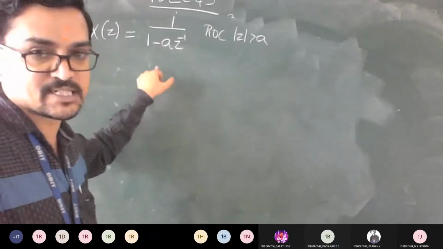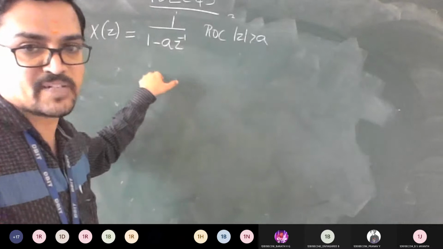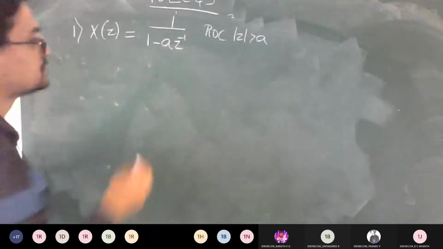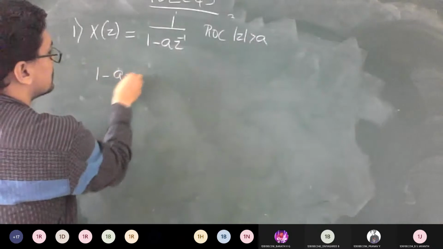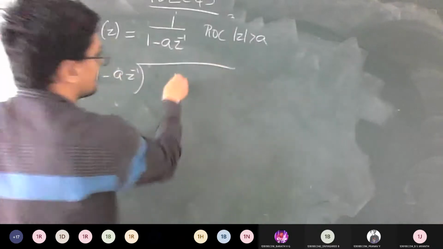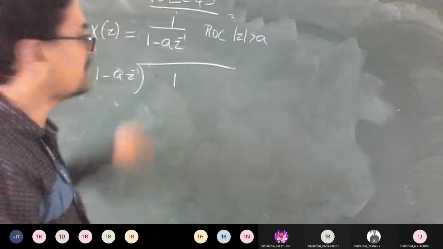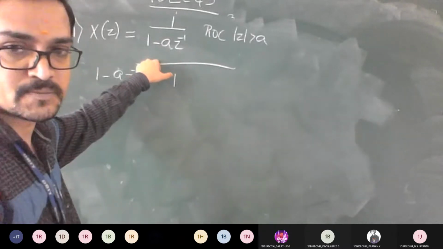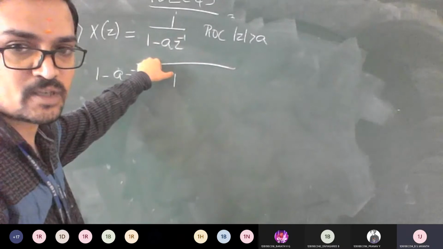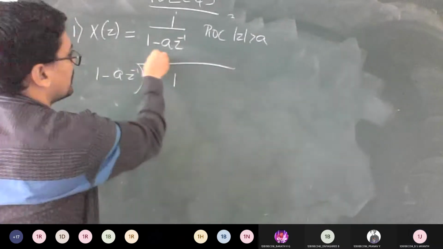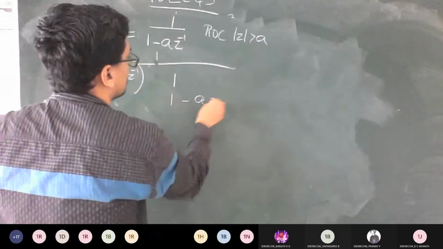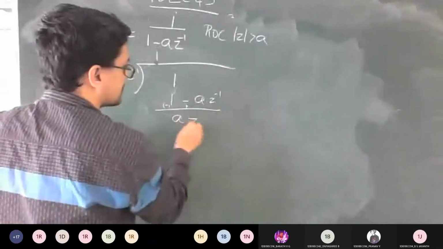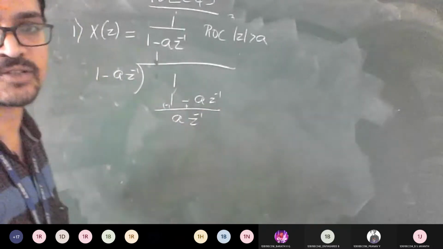So now, how we went through the z greater than a concept with the previous problem, the same way let's analyze this. What should I divide now? 1 minus a z inverse, and this should be 1 here. What value should I give here? One. If I give 1 here, it will be 1 minus, so you do subtraction here, addition here, the 1 gets cancelled. Left out is a into z raised to minus 1.